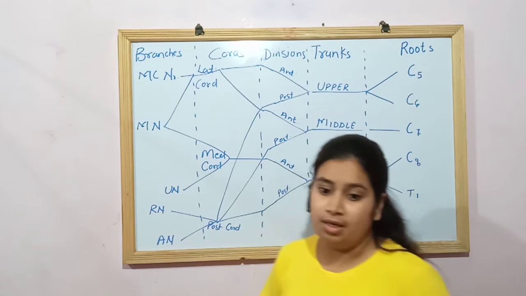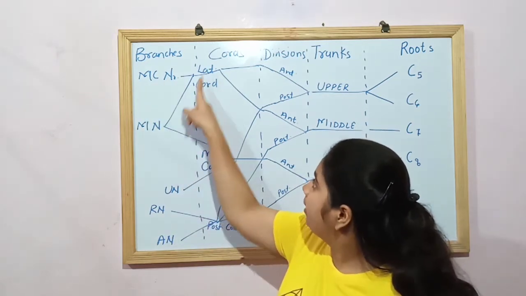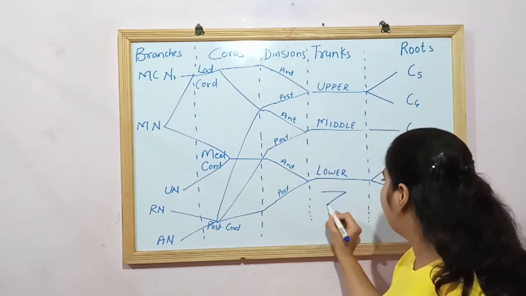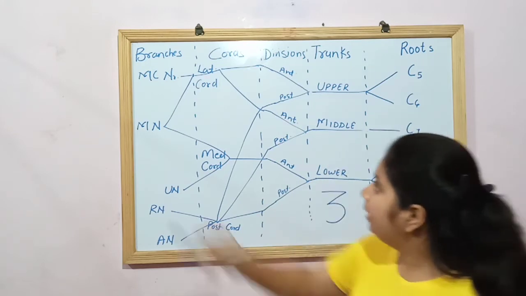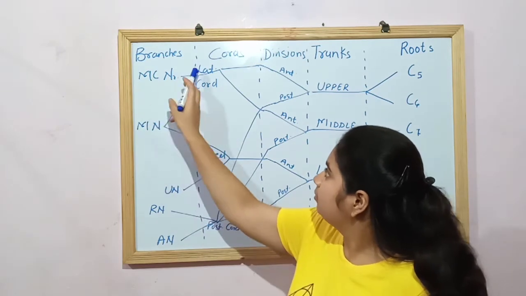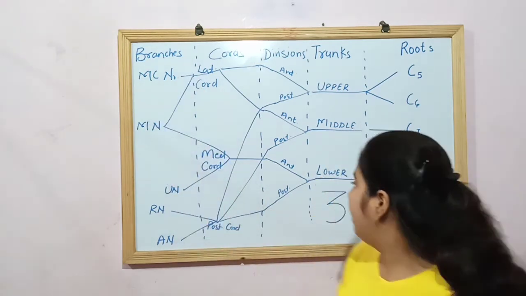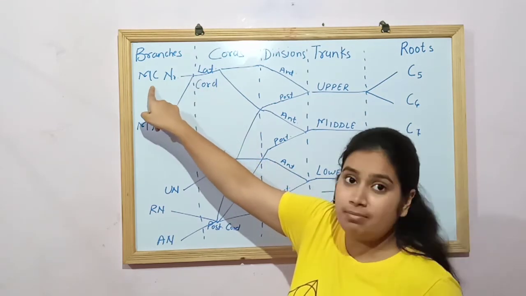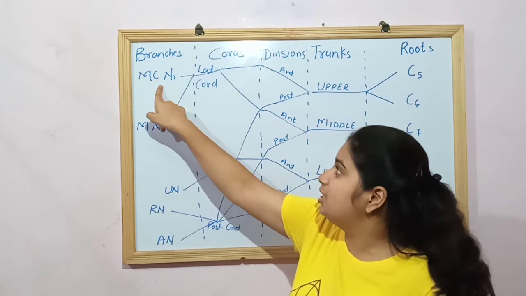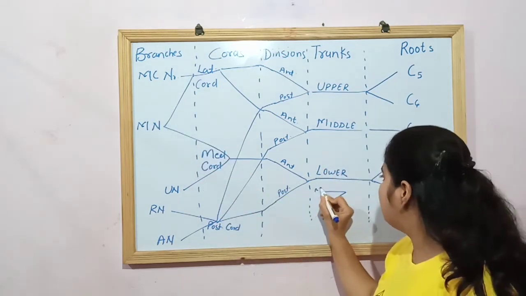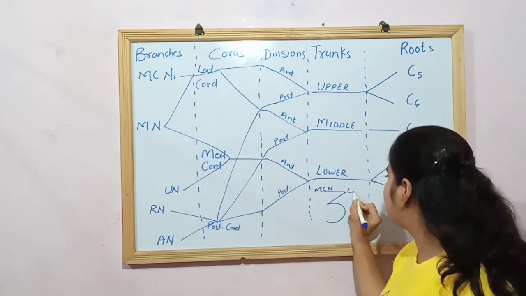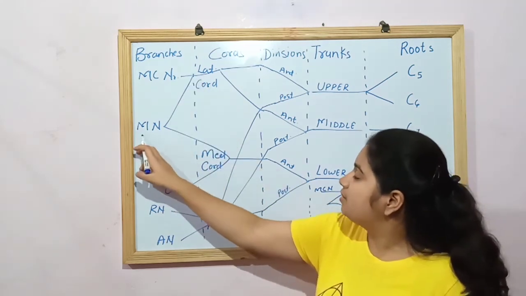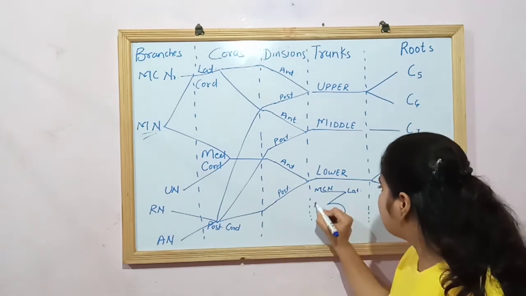Now focus here. Can you see a clear three over here? Three like this I am talking about. Clear three. One, two, three, four. That means the lateral cord gives a branch to the musculocutaneous nerve. So this is the musculocutaneous nerve and this is the lateral cord. And the lateral cord and the medial cord give rise to the median nerve. This is the median nerve.